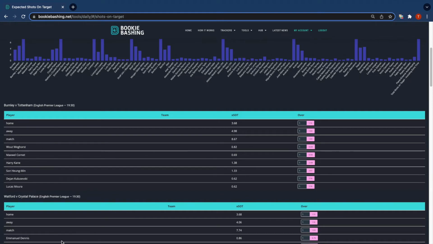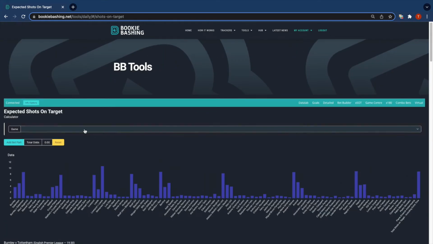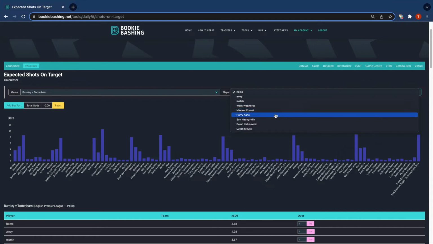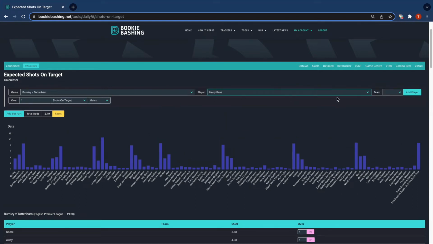We got some for the match, home and away. We've even got a little calculator up here. So let's pick up that Burnley-Tottenham game. We could say Kane to have over one shot on target is 2.49. We could change that to one or more is 1.34. We could have a look on the exchange, see how that's trading on the exchange. We could back higher, we could lay lower.